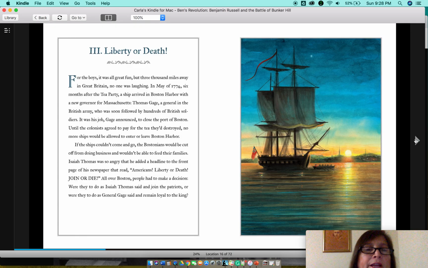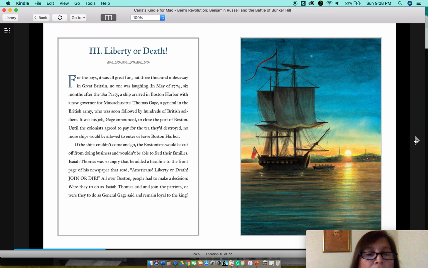Okay, chapter 3, Liberty or Death. For the boys, it was all great fun, but 3,000 miles away in Great Britain, no one was laughing. In May of 1774, 6 months after the Tea Party, a ship arrived in Boston Harbor with a new governor for Massachusetts, Thomas Gage, a general in the British Army, who was soon followed by hundreds of British soldiers.